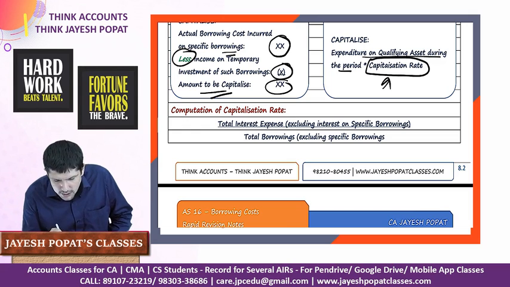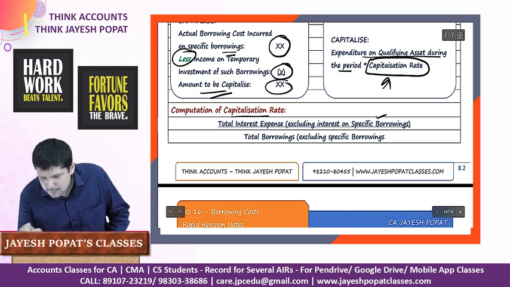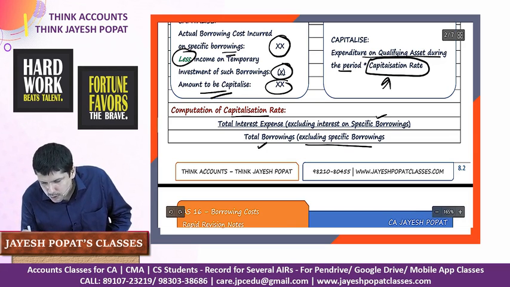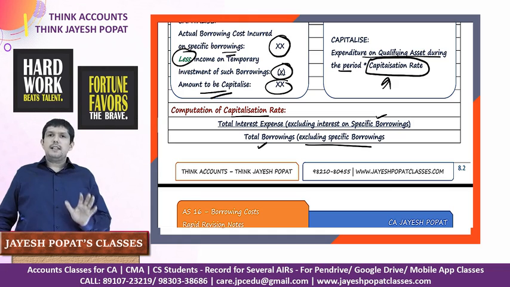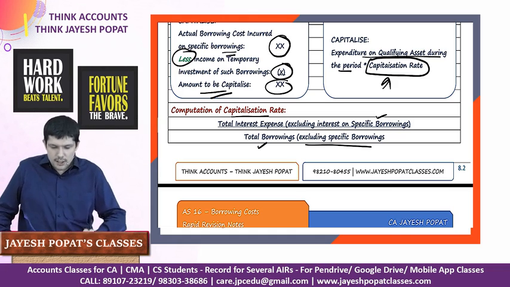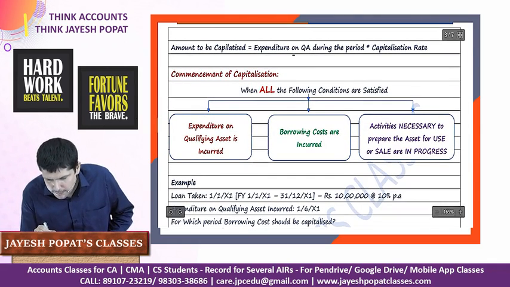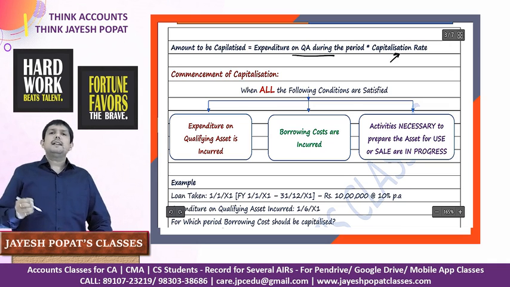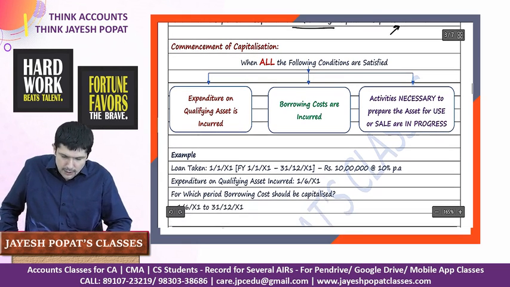How do we calculate the capitalization rate? Total interest expense excluding interest on specific borrowing divided by total borrowing excluding the specific borrowing. So here, while we are doing the capitalization rate, always remember we will exclude the specific borrowing while doing this computation. Amount to be capitalized will be the amount of expenditure on qualifying asset into the capitalization rate. Under practical sums, we have covered a sum, so don't worry, we'll look at the practical solving as well.